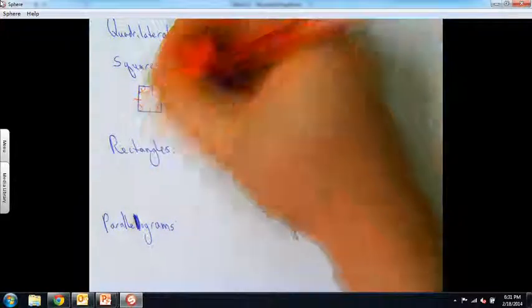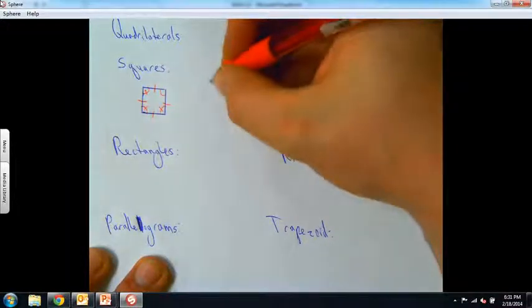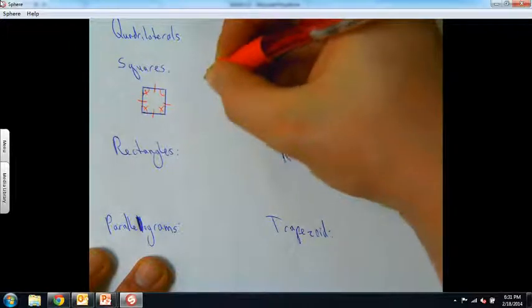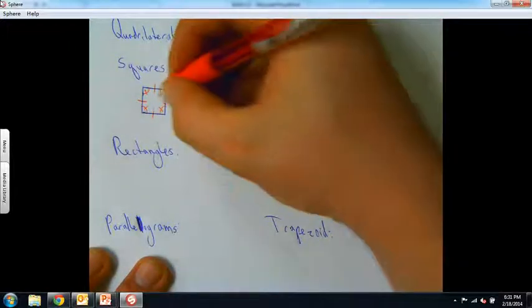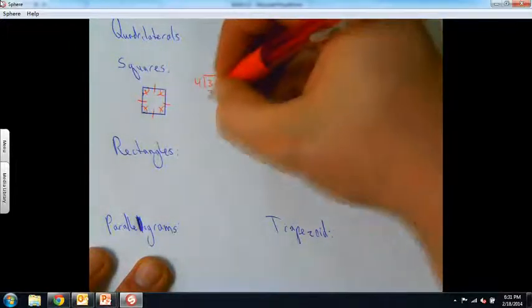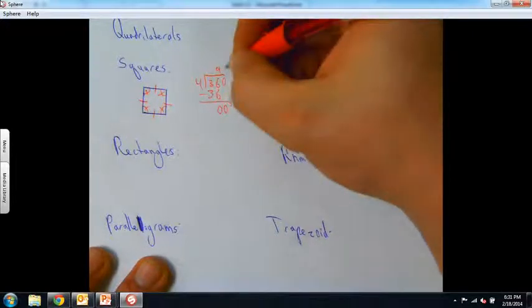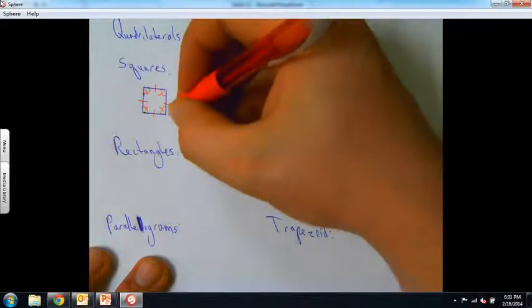Now, once again, if all angles are equal, first of all, 4-sided figure angles add up to 360. If we divide that by 4 equal angles, we get 90. So all those angles are 90 degrees.